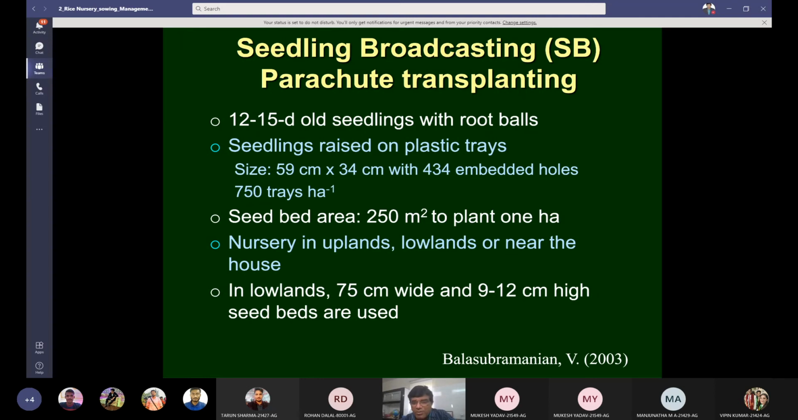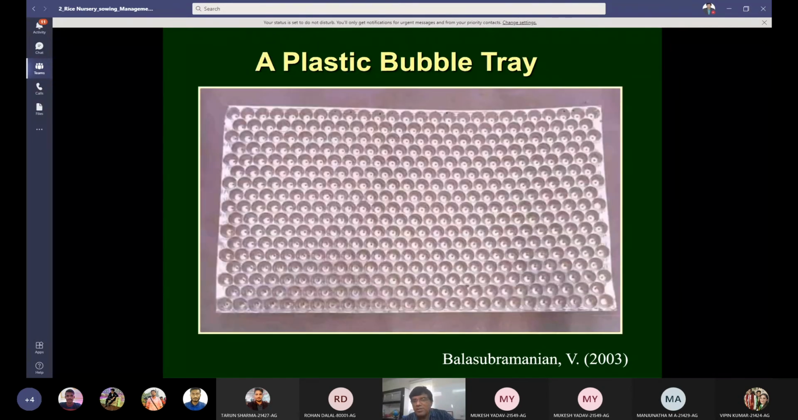Nursery can be in uplands, lowlands, or near the house. So anywhere you can prepare this nursery. In lowlands, 75 centimeter wide and 9 to 12 centimeter high seed beds are used. This is how the plastic bubble tray looks. You can put some soil in these holes or spaces, and then broadcast the seed, and then the seed will germinate.